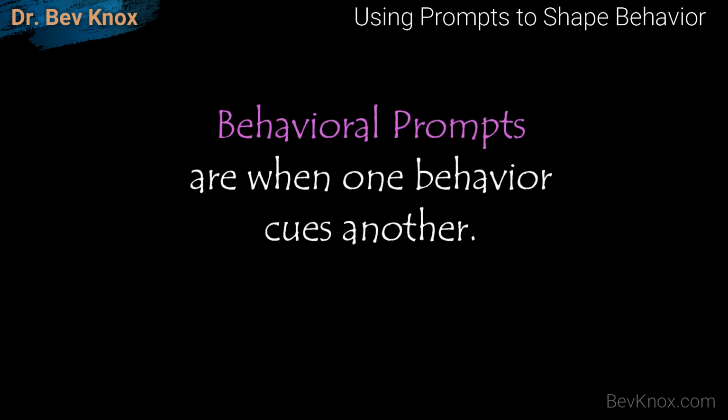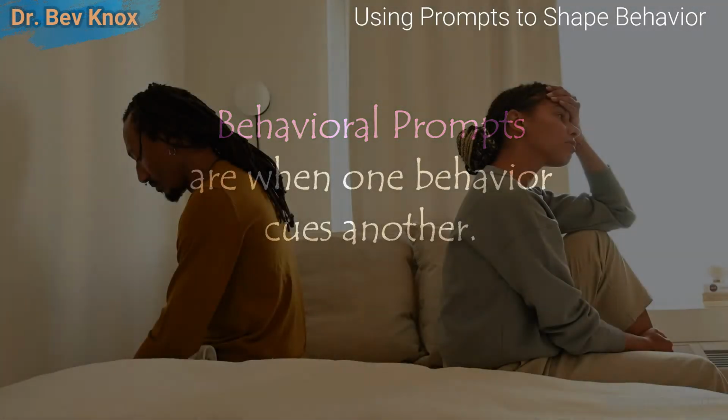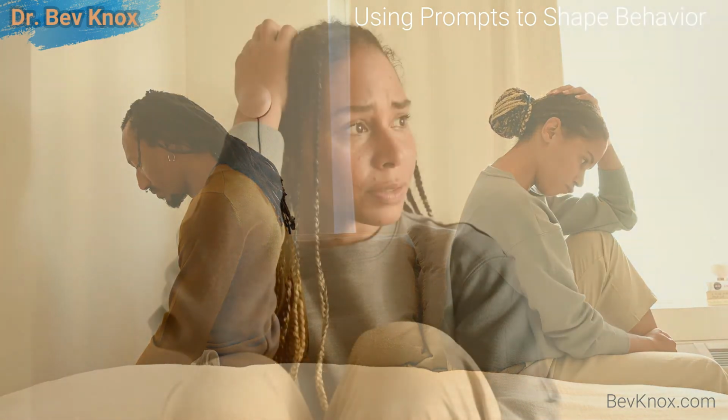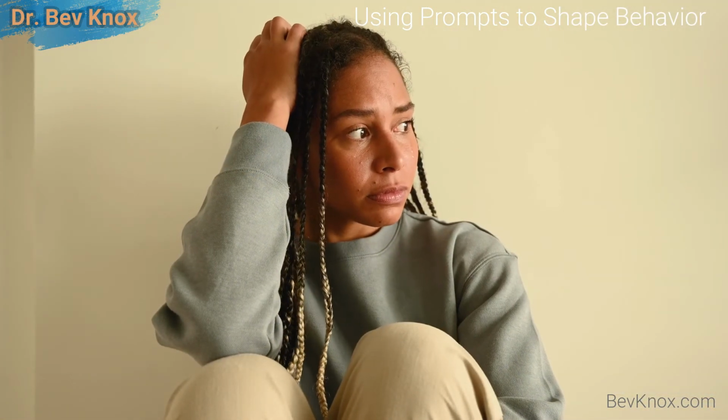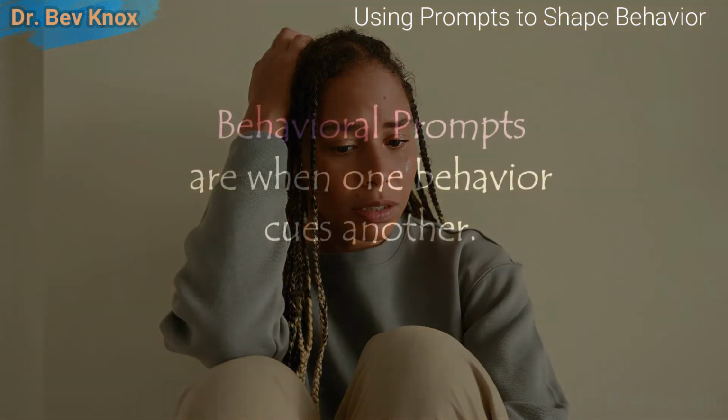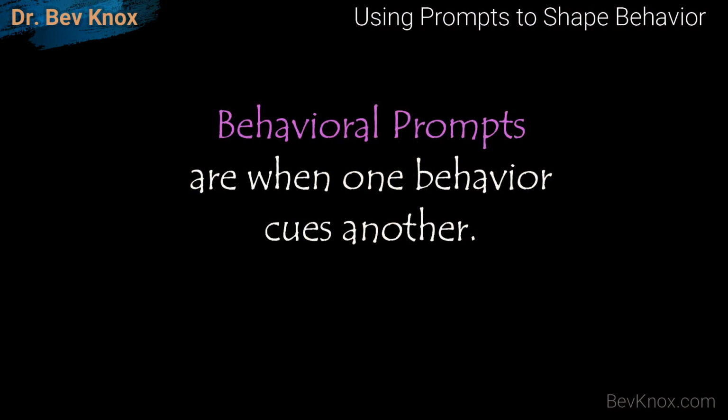With behavioral prompts, one behavior cues another. For example, a husband in marital therapy learned to use his wife's crying as a signal to respond with sympathy rather than annoyance. An individual's own behavior can serve as a prompt to engage in another behavior, as when parents use their feeling angry at a child as a cue to leave the room to cool off.